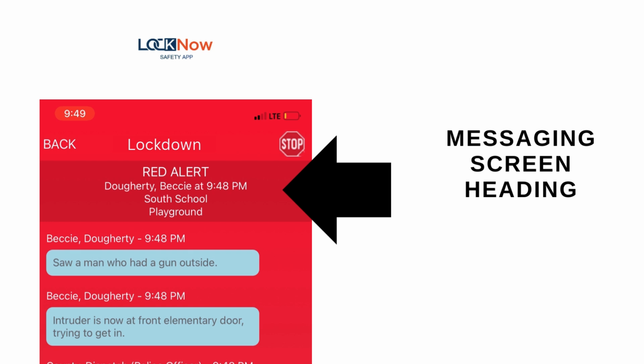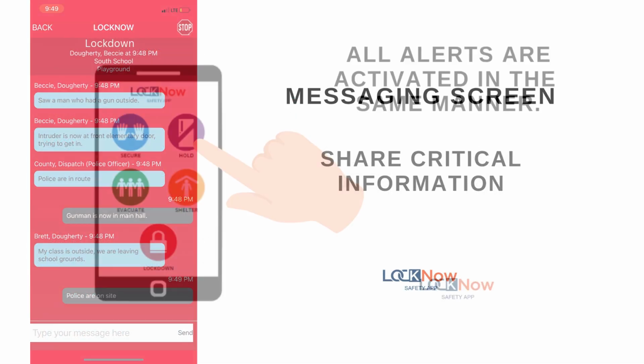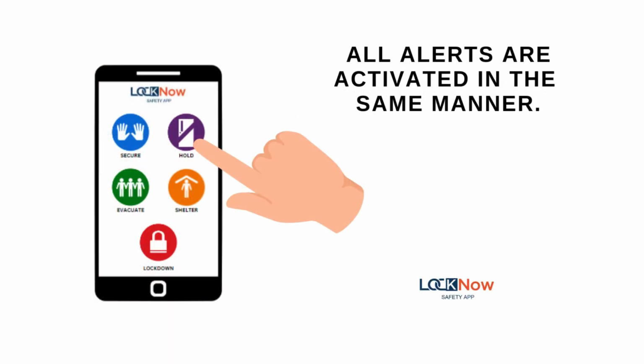The messaging screen heading provides crucial information during any event. At the top, you'll see the name of the person who activated the alert, the time it was triggered, the campus where it occurred, and the specific location of the threat. All alerts are activated in the same manner we just described. The messaging screen works the same for each alert as well. Simple communication during a stressful situation.